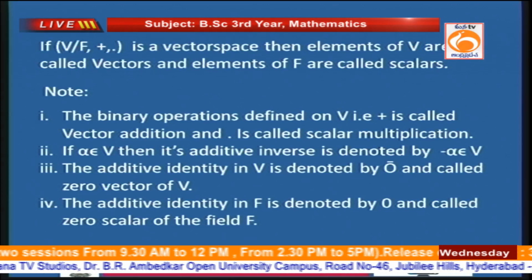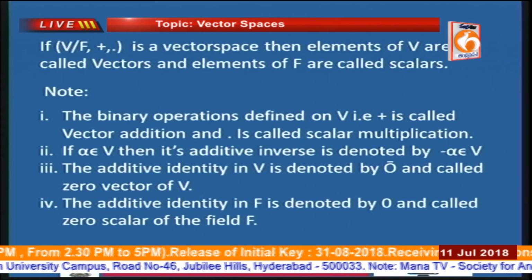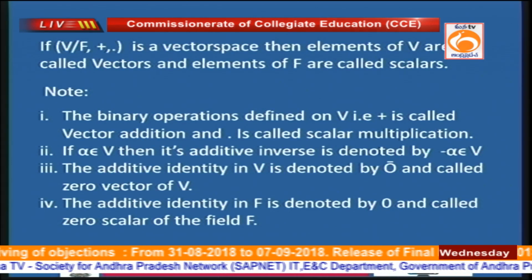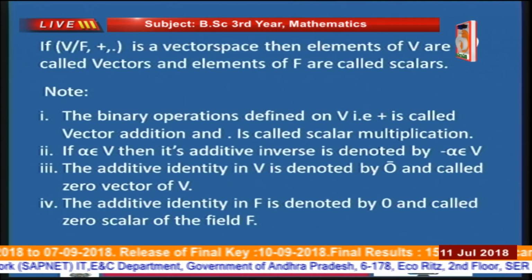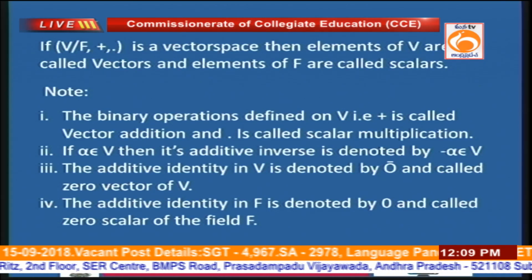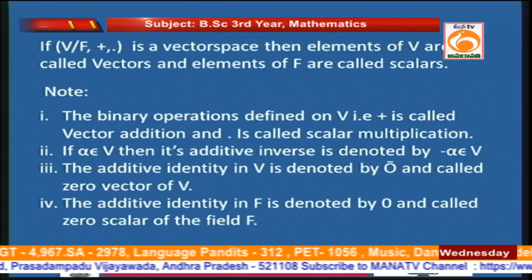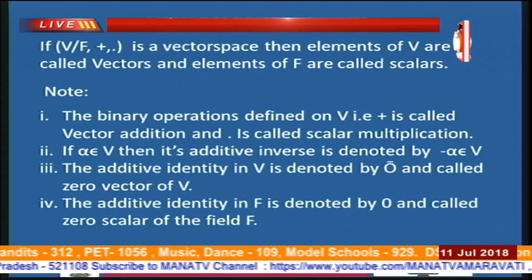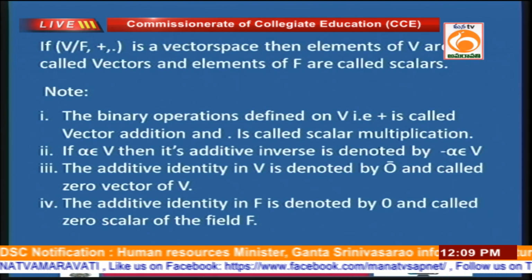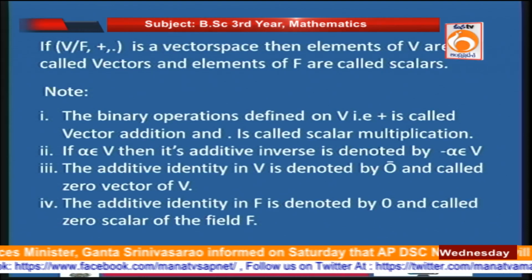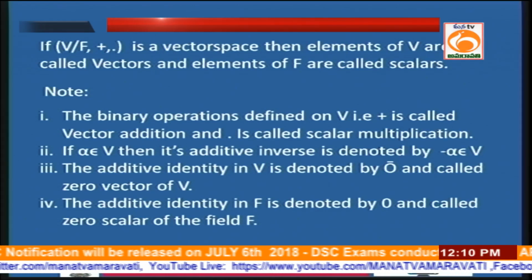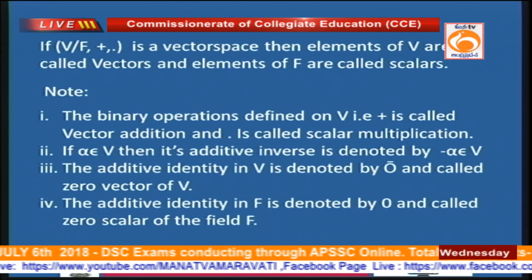Okay. So, let us note some few points. The first point is, we defined 2 binary operations in V. One was plus, that is called vector addition, and the second one was dot, that is called scalar multiplication, because it is not exact multiplication. We are multiplying a member of F, a scalar, with a member of V, a vector. That is why it is called scalar multiplication. The second point is, if alpha belongs to V, then as V with plus is an abelian group, it has an additive inverse. Its additive inverse is denoted by minus alpha, which is again in V.